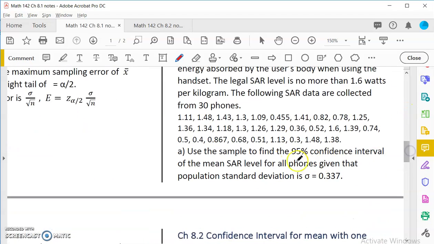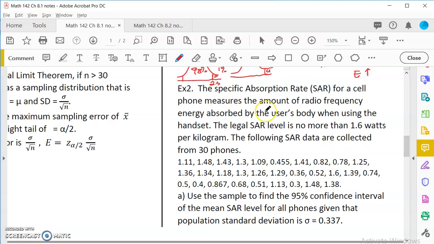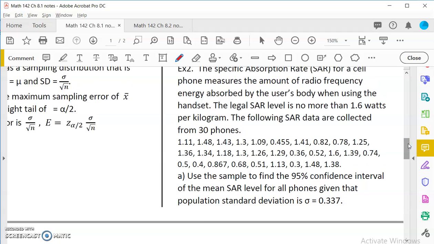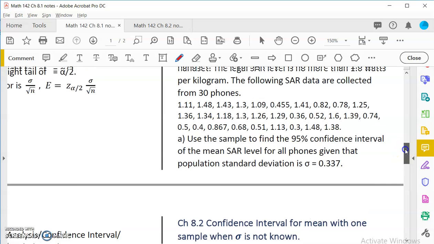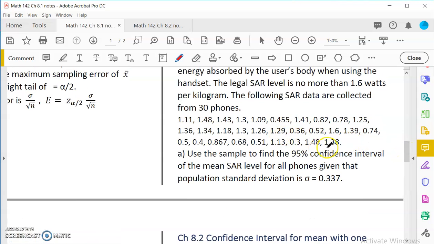This is what you collect yourself, and you want to use this sample to find a 95% confidence interval of the mean level of cell phone radio frequency energy. That means, if you use a handset, which means cell phone, they have some electromagnetic field that will affect your body. This is what is being absorbed by your body and measured, and it's supposed not to be big. So these are like 30 cell phones' data.